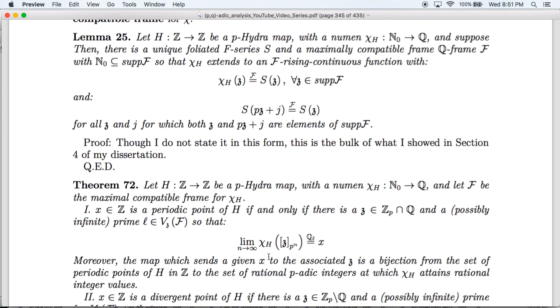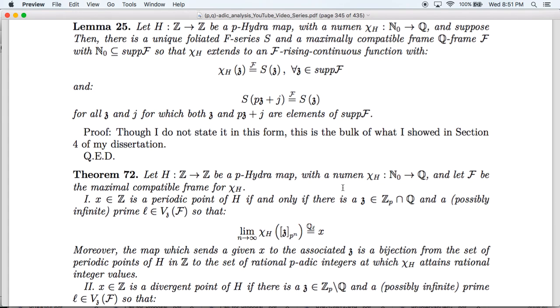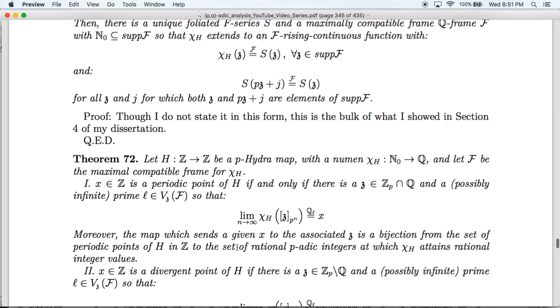And so now we have the big fun result. Let H be a p-hydramap with a Newman chi H, and let F be the maximal compatible frame for chi H. Then X is an integer periodic point of H if and only if there is a rational p-adic integer Z and a possibly infinite prime in Vz of F, so that chi H of Z mod p to the n converges L-adically to X. Moreover, the map which sends a given X to the associated Z is a bijection from the set of periodic points of H and Z to the set of rational p-adic integers at which chi H attains rational values.